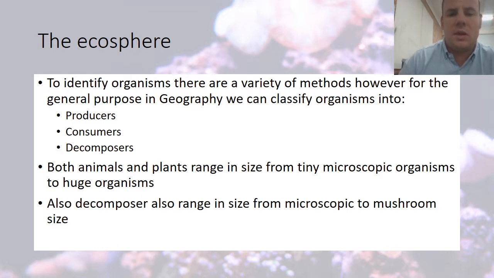To identify organisms, there are a variety of methods. However, for general purposes in geography, we classify organisms into producers, consumers, and decomposers. Producers, a plant; consumer, something that eats a plant or another animal; a decomposer, when something is dead, it decomposes that. Both animals and plants range in size from tiny microscopic organisms to huge organisms. The obviously largest is the blue whale. Decomposers can also range from microscopic to mushroom size. So we've got to remember the ecosphere is tiny to huge in size.